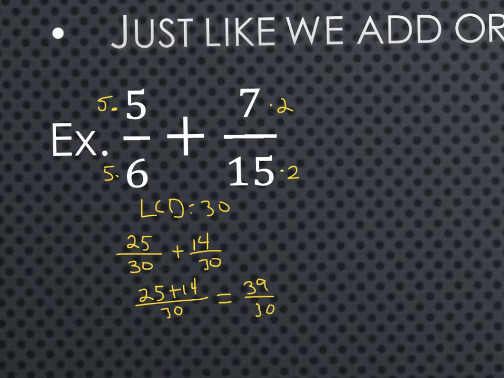And then we asked ourselves, are we finished? Well, meaning, are we reduced to lowest terms? And the answer to that is no, because both 39 and 30 are divisible by 3. So we get 13 over 10. The end.